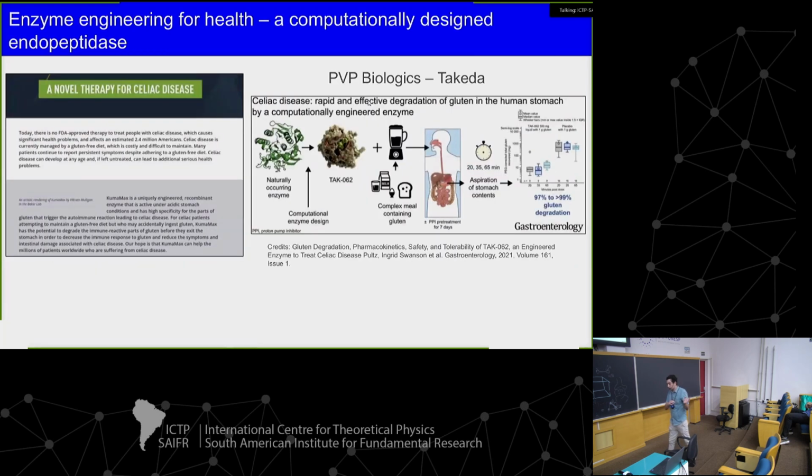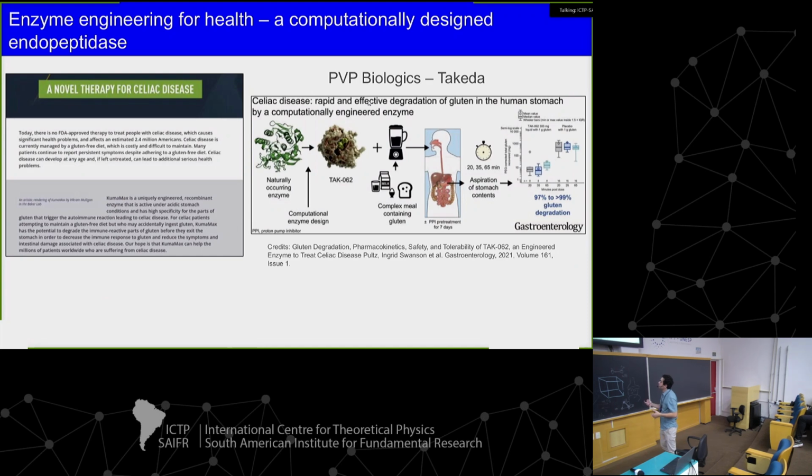Going to a totally different application. This is a case of engineering a natural enzyme to have another function. In this case, this enzyme is able to degrade an important protein from the gluten, right? And this can be used, for instance, as a therapy for celiac disease.